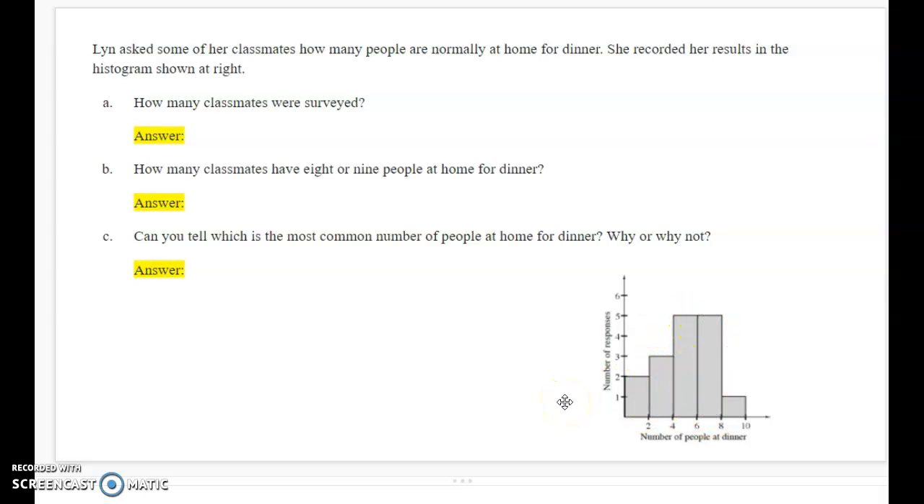How many classmates had 8 or 9 people at home for dinner? You'll look at the 8 or 9 bar. And can you tell which is the most common number of people at home for dinner? Why or why not? So when you're looking at this graph, the number of people at dinner is on the x-axis or the bottom, and the number of responses is on the y-axis going up and down.